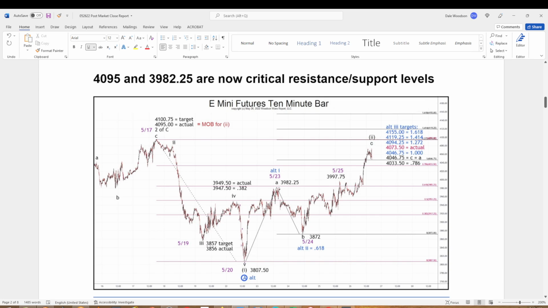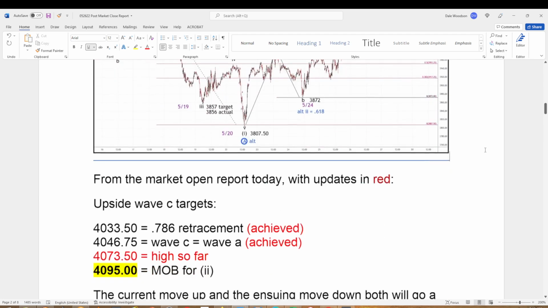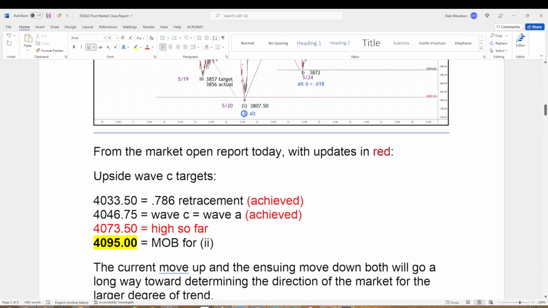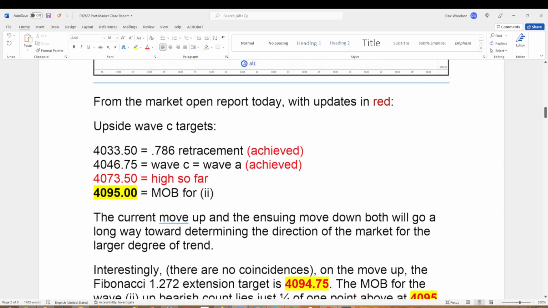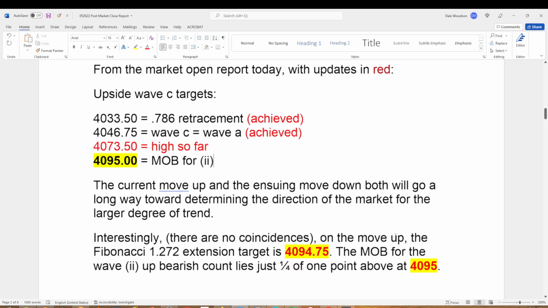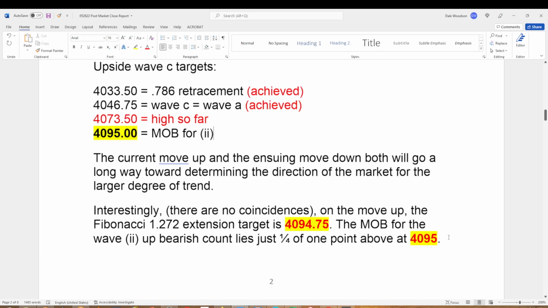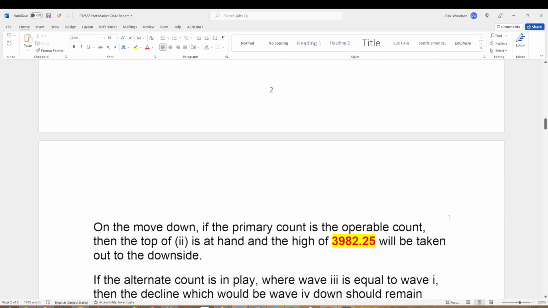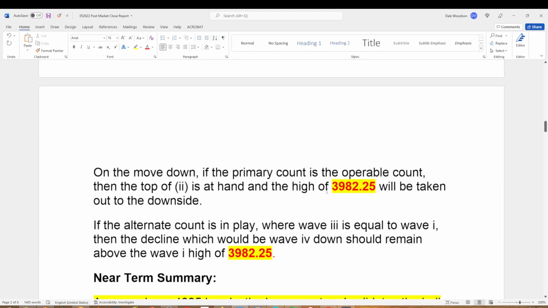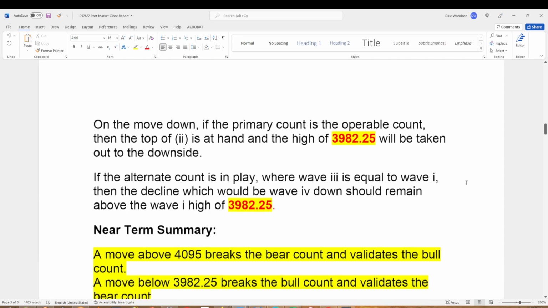Those are the key levels right there, 40.95 and 39.82.25. I know they're far apart, but we've got huge volatility. Okay, and you can see here, there's where that 40, and that is old again. That went a little bit higher, 40.95. Okay, here we go. No coincidences. Move up to 1.272 is 40.94 3/4, and 1/4 above is the make or break. So that's going to make or break the bull or the bearish count. And again, the move down is 39.82. Will be taken out if it's a bearish count, it'll hold if it's a bullish count, okay?